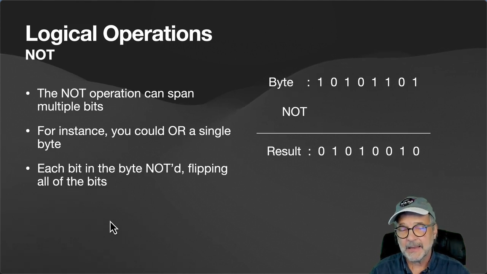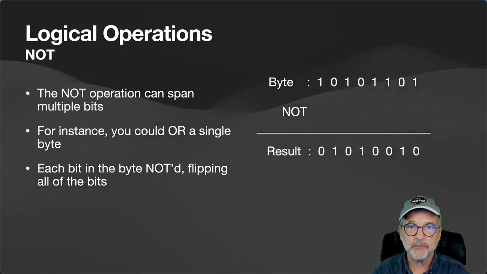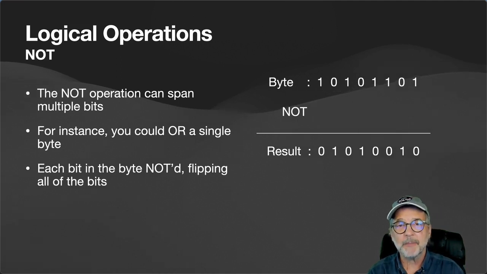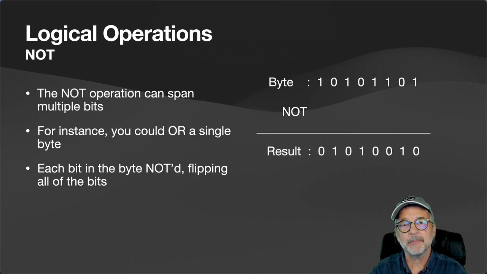And just like an AND and an OR and an XOR, except there's only one input into a NOT, you can NOT an entire byte, and the result is simply flipped bits. So if you remember, 2's complement is that you flip all the bits and then you add 1. So you could go ahead and use a NOT to flip all the bits. That's the first step in 2's complement, and then you would add 1 binary digit.